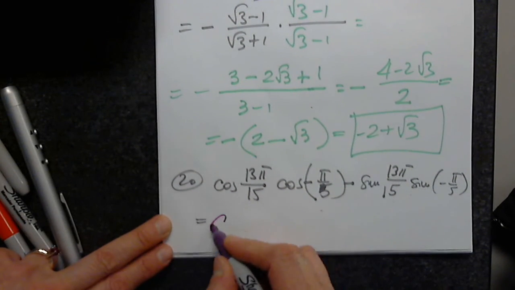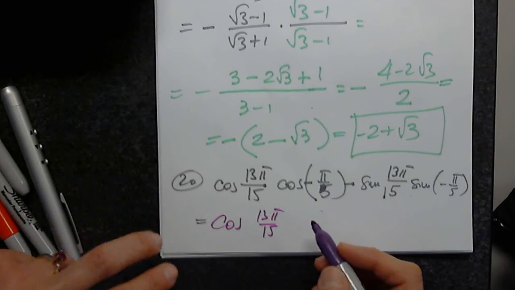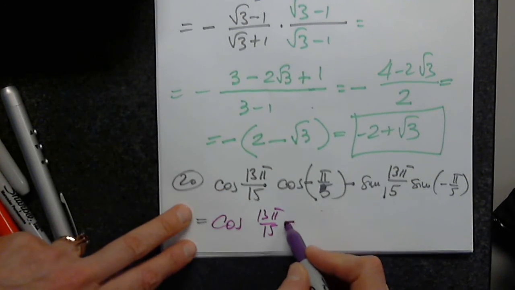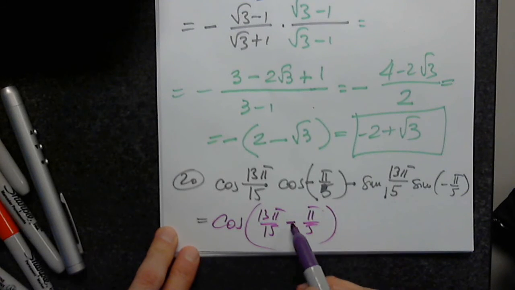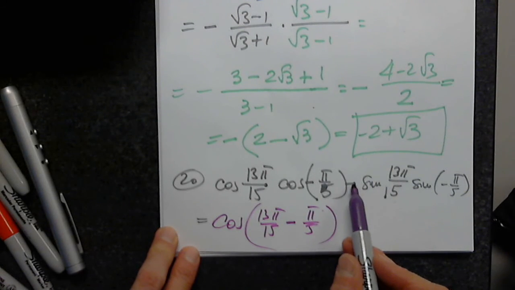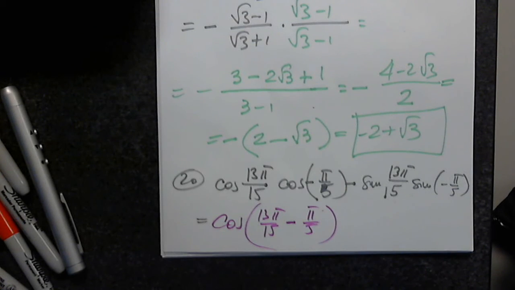Cosine 13 pi over 15 plus. It happens that this is a negative angle, so I'm going to write negative pi over 5. I have to write plus because this is minus, right? This should have been plus. But since this is a negative angle, is it done? No. I have to find the angle inside.